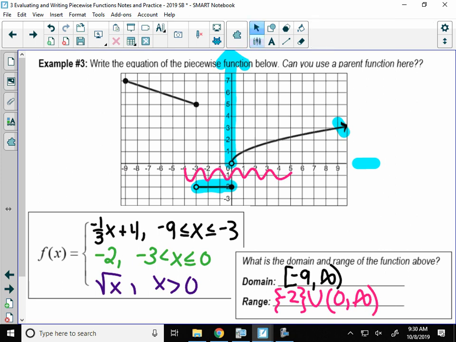All right, there's some practice you can try on this. Check the key on Canvas if you need any help.